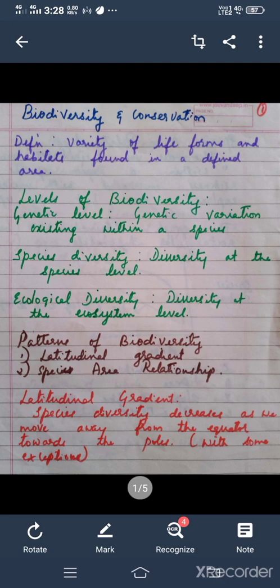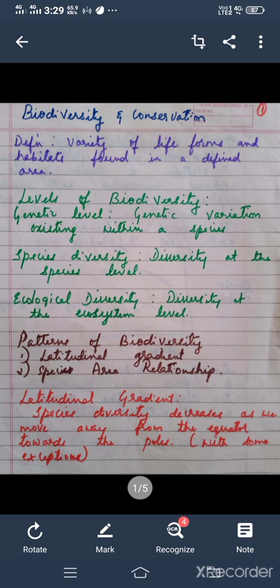So the next important question is regarding the levels of biodiversity. Biodiversity is described by 3 levels. The first one is genetic level, next is species level, and the third one is ecological level. First, coming to the genetic level of biodiversity: genetic variation existing within a species is called genetic diversity.